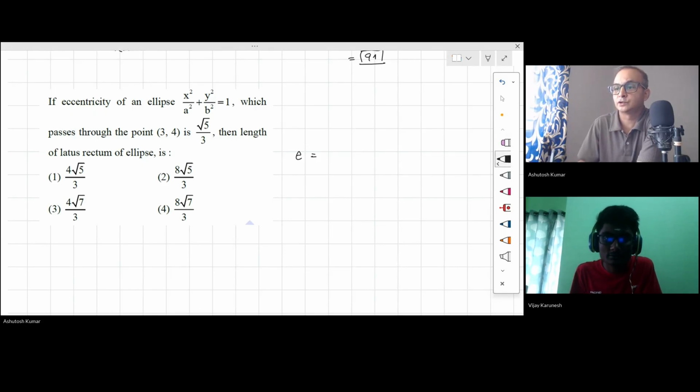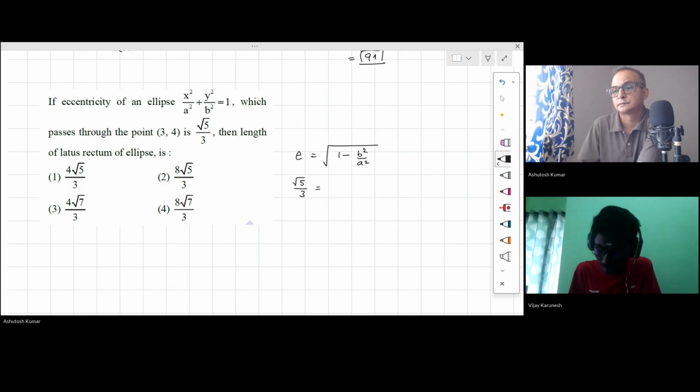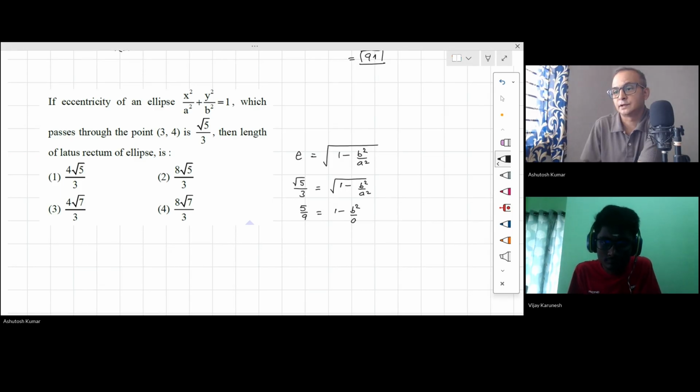Oh, you are saying E is equal to, okay, so E is equal to root of 1 minus b square by a square. Very good. So E is already root 5 by 3. So we can square it, so we get 5 by 9 is equal to 1 minus b square by a square. So b square by a square will be 4 by 9. So b by a will be 2 by 3.